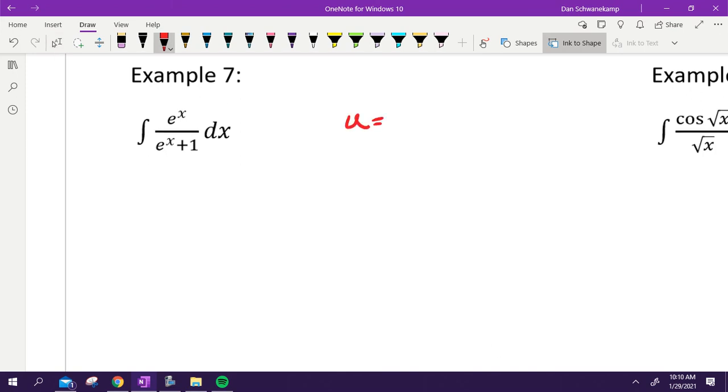But here my u is going to be e to the x plus 1. The reason I pick the denominator, the reason I pick the more complicated one, Evan, what's the derivative of that going to get me?